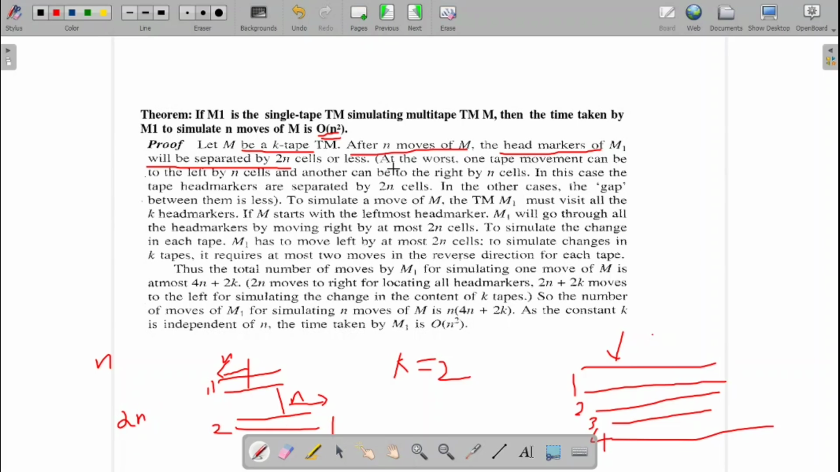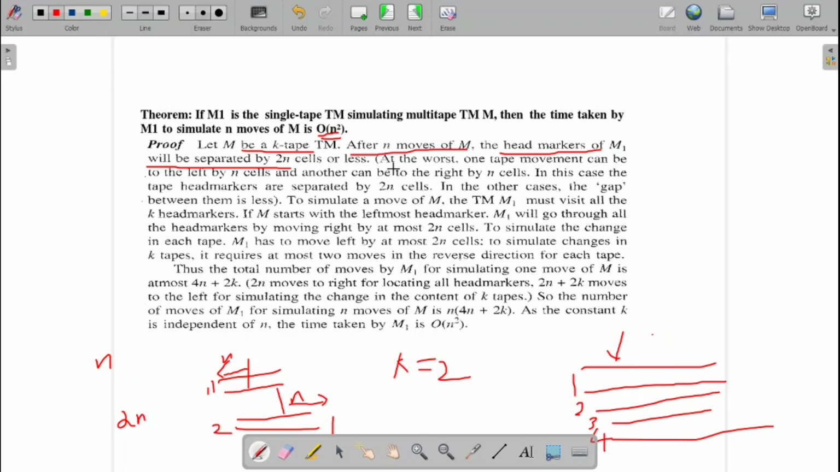That is, after n moves, the head markers of M1 will be separated by 2n cells or less. Obviously, it will be either 2n cells or less. Right? Then at the worst, one tape movement can be to the left by n cells and the other can be to the right by n cells. So in this case, the tape head markers are separated by 2n cells. Now in the rest of the cases, the gap may be less when compared to 2n. The maximum value is 2n.